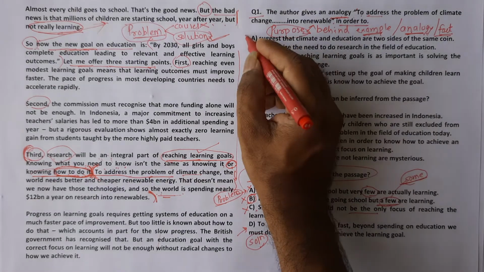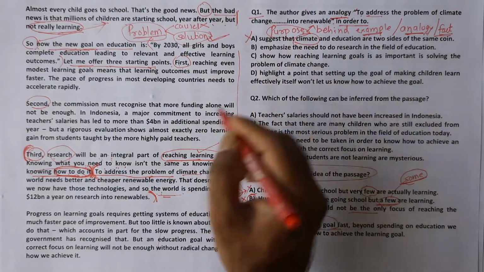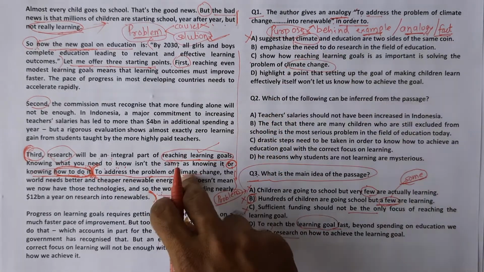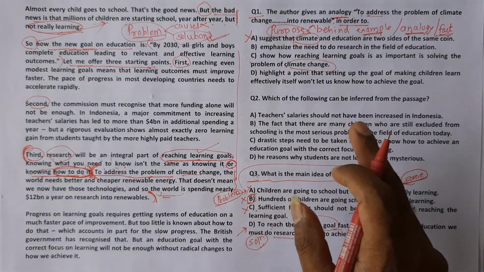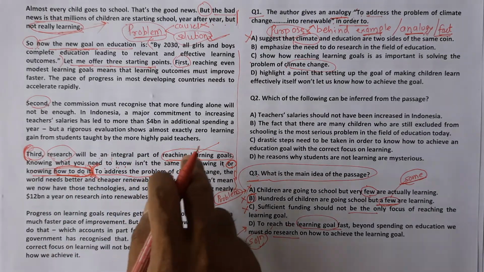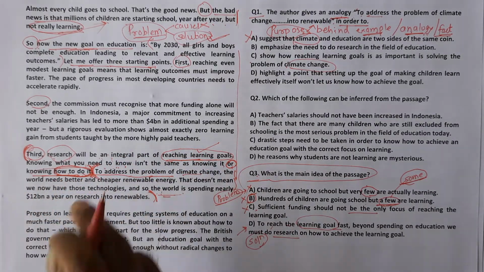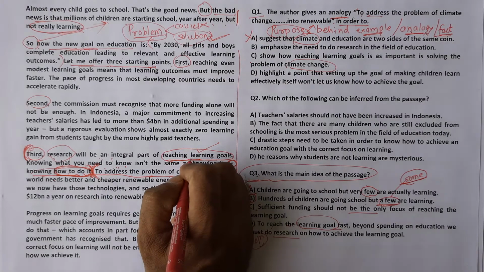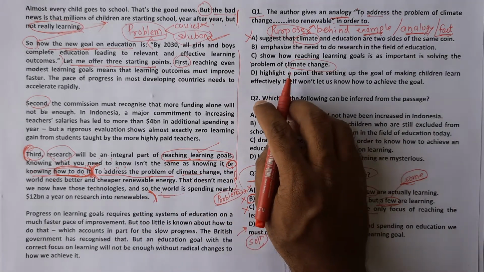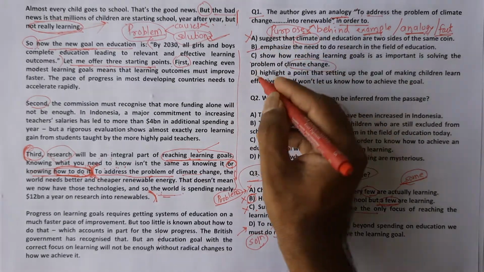For example, option A is eliminated, climate. Option C, climate change, right? The author mentions climate change not to talk about climate change, but to talk about how to reach learning goals or the importance of knowing how to reach learning goals, right? Now 2 options are left here. One is option B and option D.